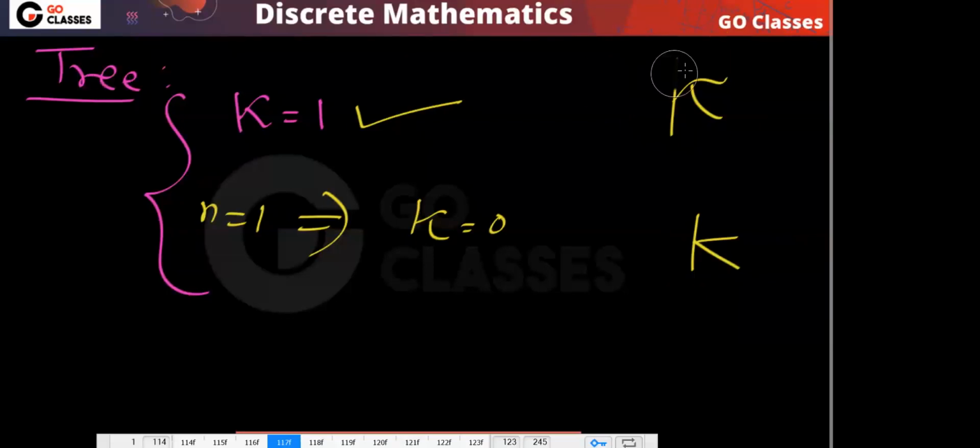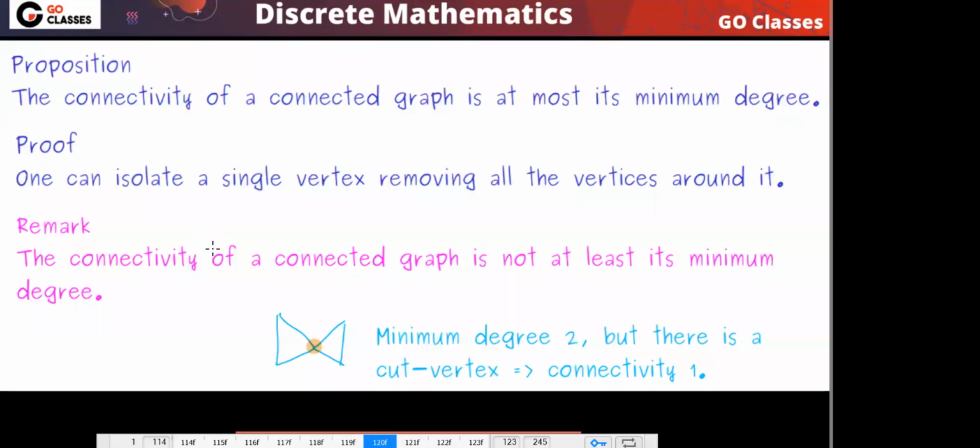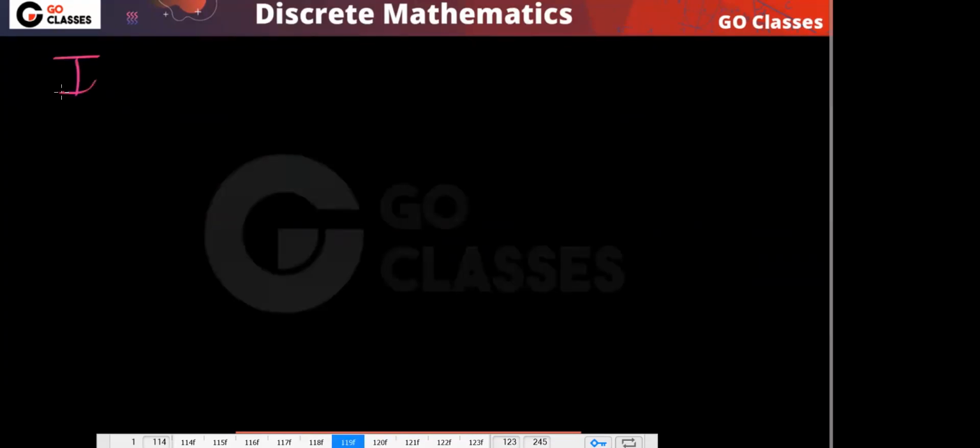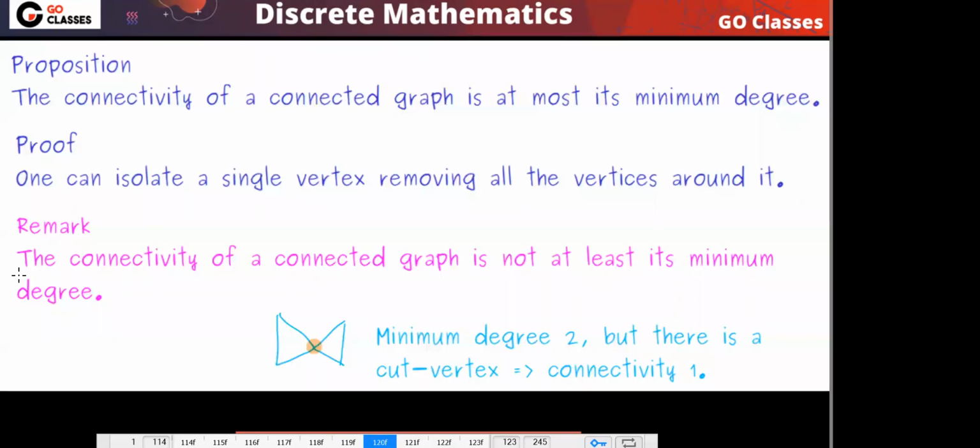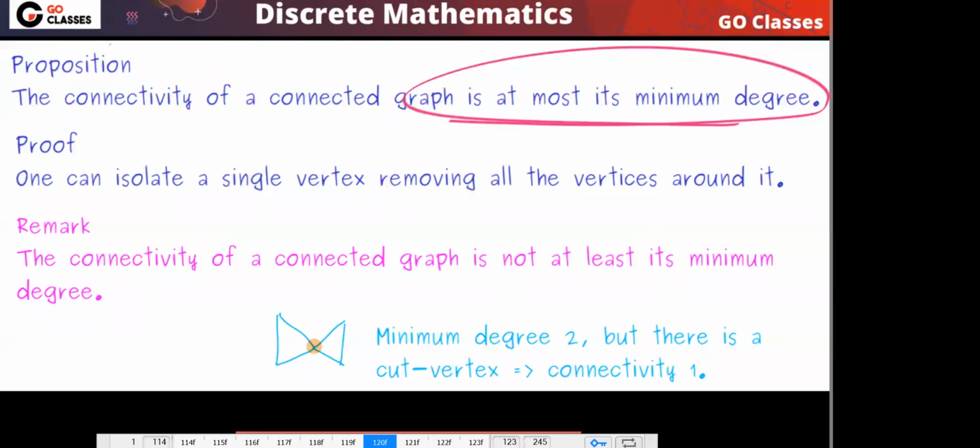Anyway, this is an interesting and very important result. Let's see what this result is saying: the connectivity of a connected graph is at most its minimum degree.